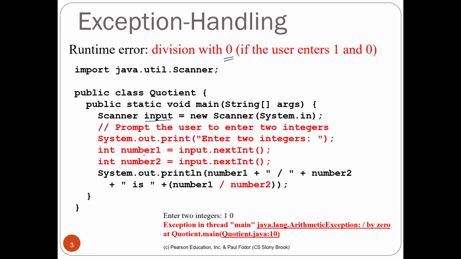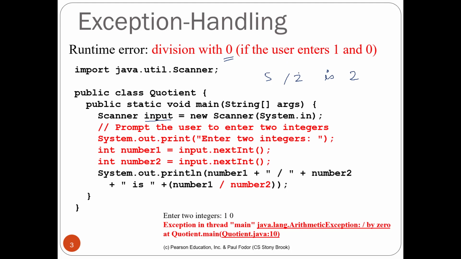Number 1 is our numerator and number 2 will be our denominator, and using this scanner object input we get the integers using input.nextInt and input.nextInt. And then in the last statement, which is System.out.println, we are printing number 1, division number 2, and the result, right? So it will be something like this: 5 divided by 2 is 2. So that kind of output we are expecting if things are fine.